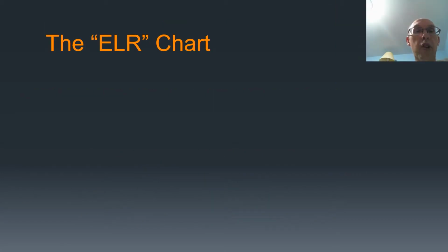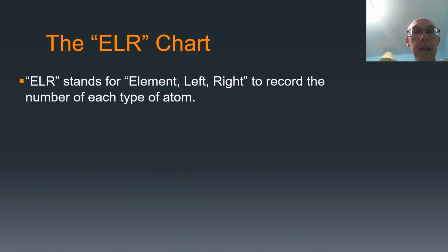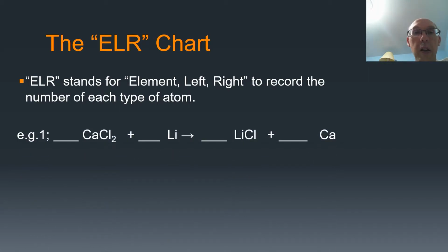The ELR chart is something that's going to help us keep track of all those calculations and the numbers of atoms we've got. ELR stands for element left and right to record the number of each type of atom. So if we work on our very first example, what I'm going to do is I'm going to start on the right hand side here. Just going to put the headings E, L, and R. And I'm going to draw them down the page here.